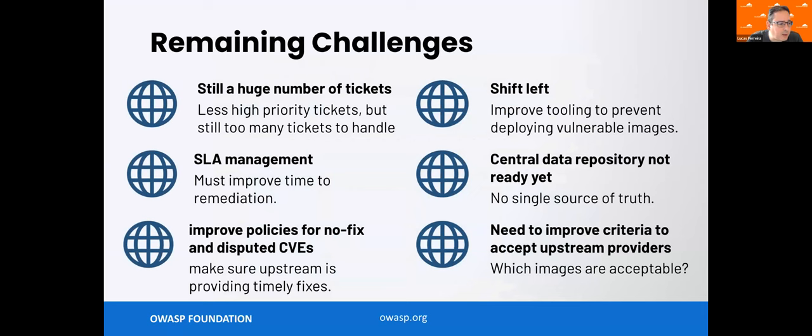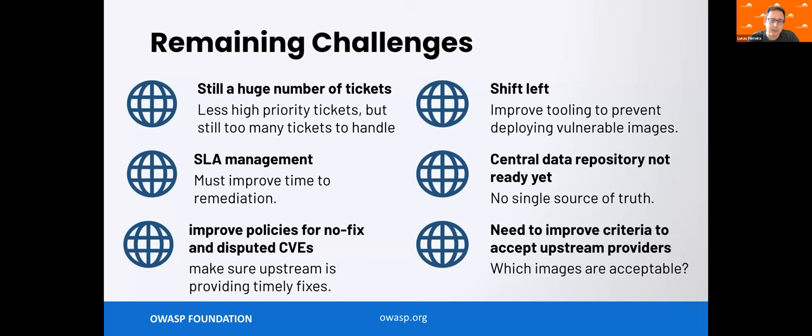We still have a few challenges and a few things we need to improve. As I mentioned, still a huge number of tickets. We need to find better ways to reduce the number of tickets and reduce the amount of work that needs to be done. SLA management, we need to keep doing and improving it. Even though tickets have less priority, they will have longer SLA time, and we still need to make sure we fix them in the right amount of time.